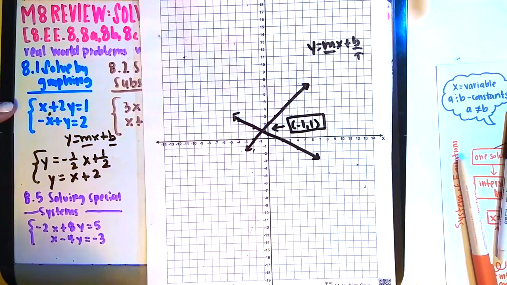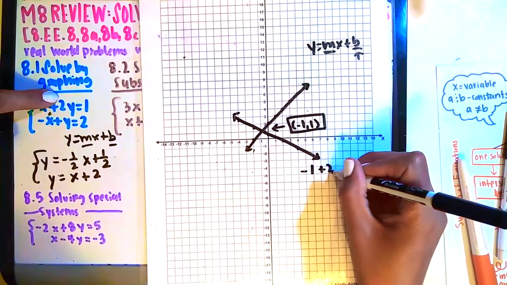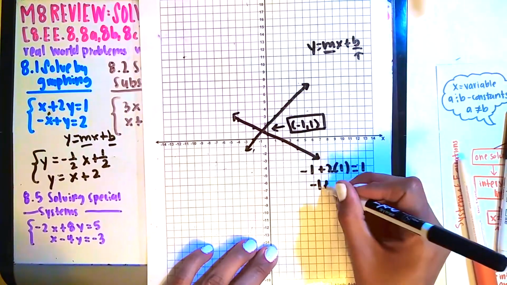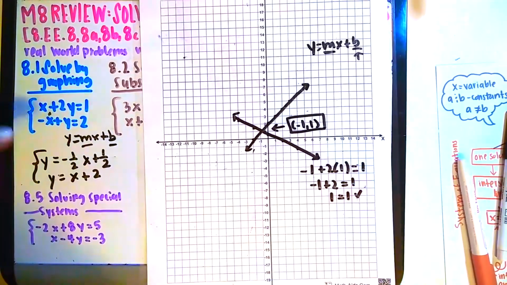Now I'm going to check to see if my answer is correct. My x is negative 1, then plus 2 times 1 equals 1. Let's see if that's true. So I have negative 1 plus 2 equals 1. That gives me 1 equals 1. Yes, check. Let's check the second one.